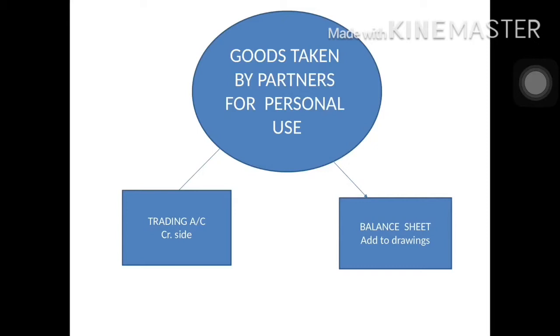Goods taken by partner for personal use. That is nothing but drawings, personal use. So what do we do with drawings? Same thing you have to do here. So first, trading account, credit side, you will write by goods taken by partner for personal use, and in the balance sheet you will add it to drawings. Like you add drawings in capital, you will add this also. Goods taken by partners for personal use.